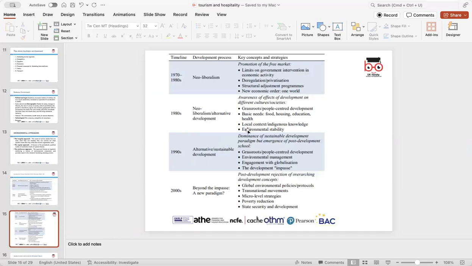The 1970s and 80s saw a shift towards neoliberalism, promoting free market practices with minimal government intervention. The 80s also introduced an alternative development approach. Then in the 1990s, sustainable development became a dominant paradigm, balancing global engagement with grassroots initiatives. The 2000s brought a post-development perspective that questioned universal development models, advocating for transnational movements, micro-level strategies, and policies focused on poverty reduction and state security.